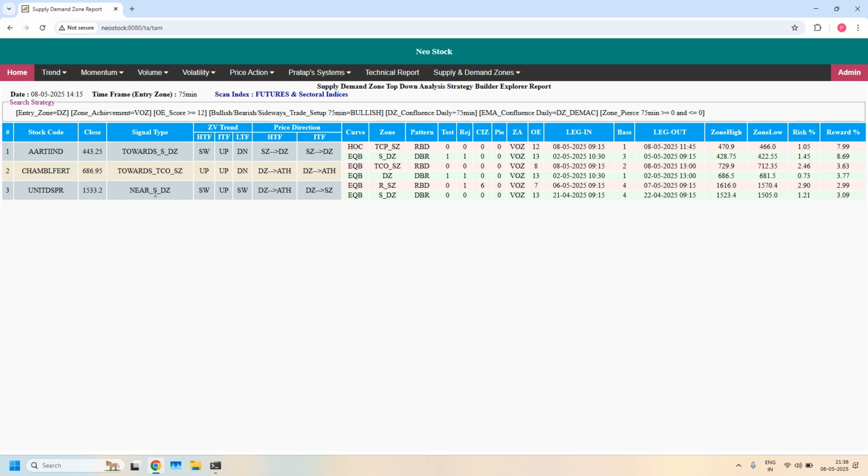Look into this stock. This is near to the high liquidity demand zone. It is already filtered in high liquidity zones, and it is also supporting bullish trade setup for weekly income trade.